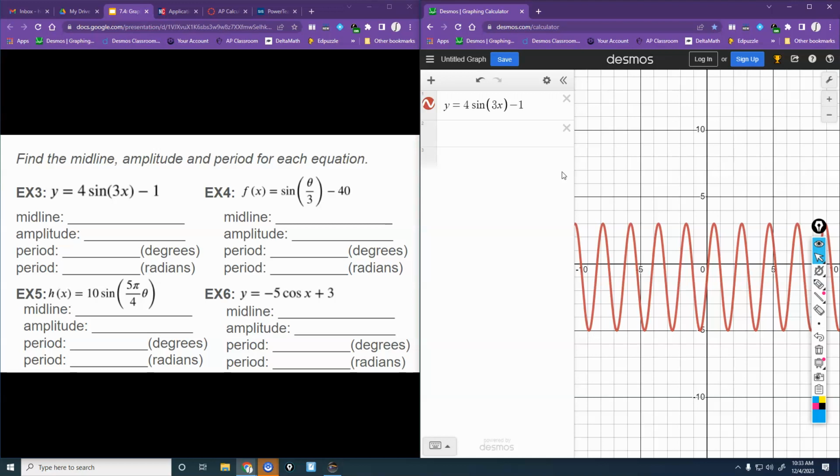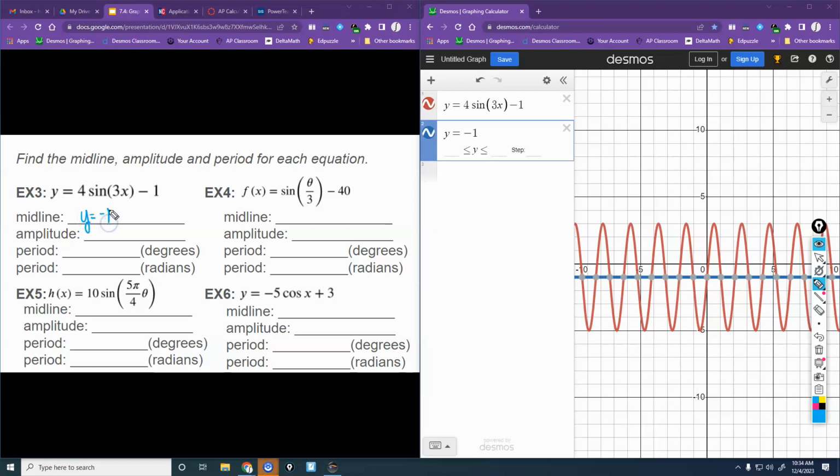So, I definitely think that midline and amplitude are not that terrible to find from either one. But the midline of this graph, we could look and see where we think it is. Where does it look like it is at? Okay. I can test that by typing in y equals -1. Does that look correct? You want it to be halfway between. You want it to be in the middle.